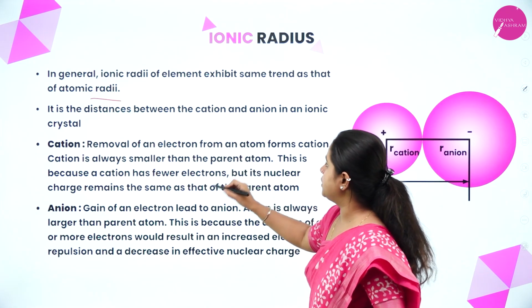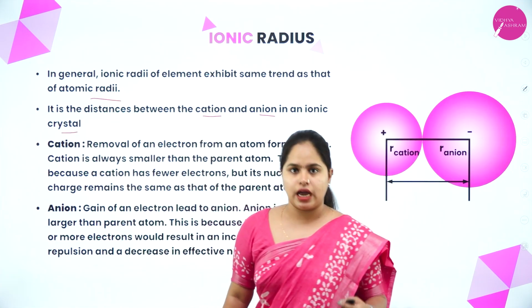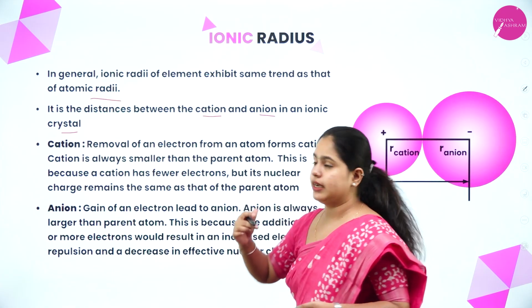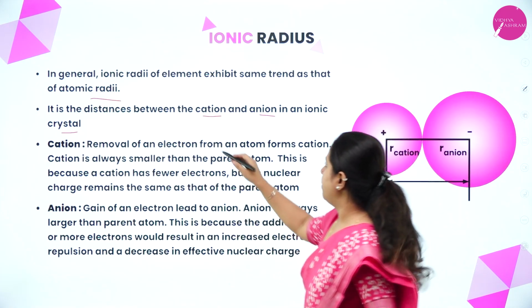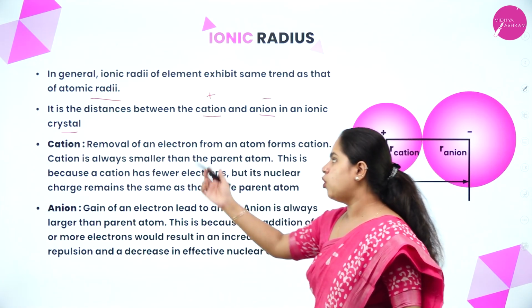It is the distance between the cation and anion in an ionic crystal. So in an ionic crystal, there will be ions. As the name suggests, it is ionic radius. It is the distance between the cation and anion, that is the positively charged ion and the negatively charged ion. So what is a cation?